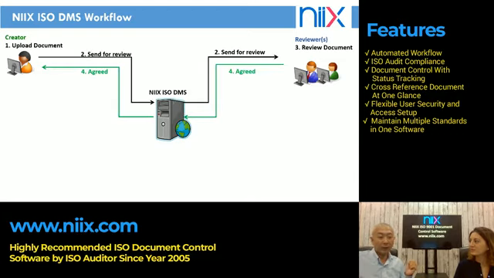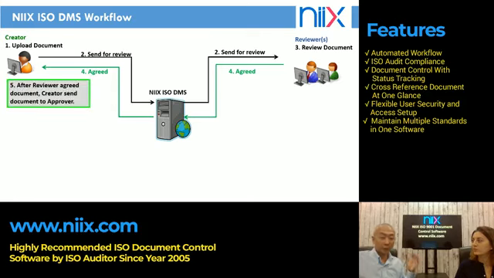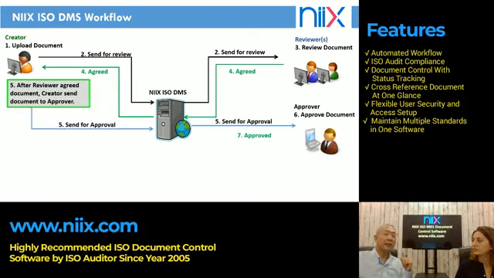Okay, so let's say the document has been reviewed and has been agreed by the reviewers. The system will automatically notify the process owner, the document owner, saying that, hey, the document has been reviewed, either approved or rejected. Let's say the document has been reviewed and no issue by the reviewers. The next step is the process owner or the document owner can send the document for final approval, to approve the document.